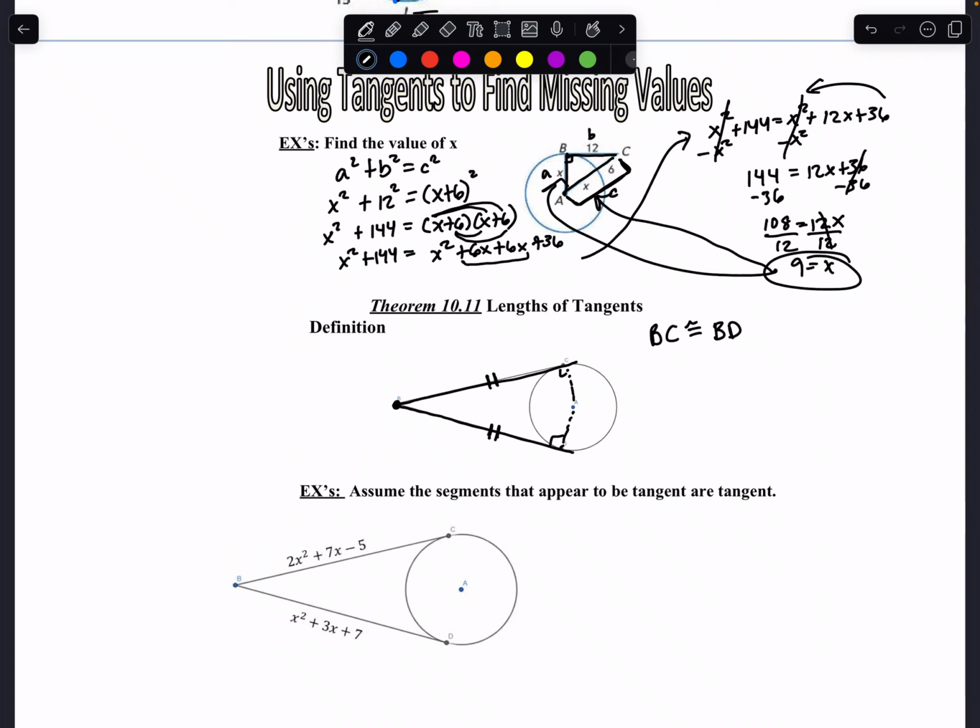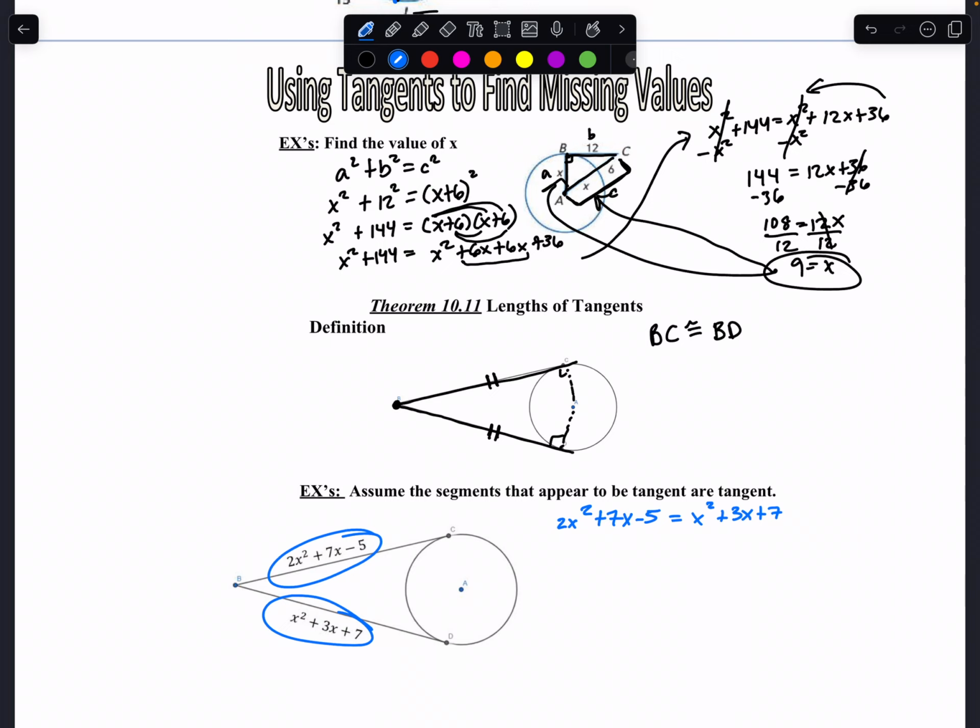So, as you can see in the example below, we have two lines that are tangent. I want to solve for the value of x. So I know that our equation here is going to be the same length as this other equation. So same means equals. I have 2x squared plus 7x minus 5. That line has to be the same length as x squared plus 3x plus 7. They are the same length to each other.